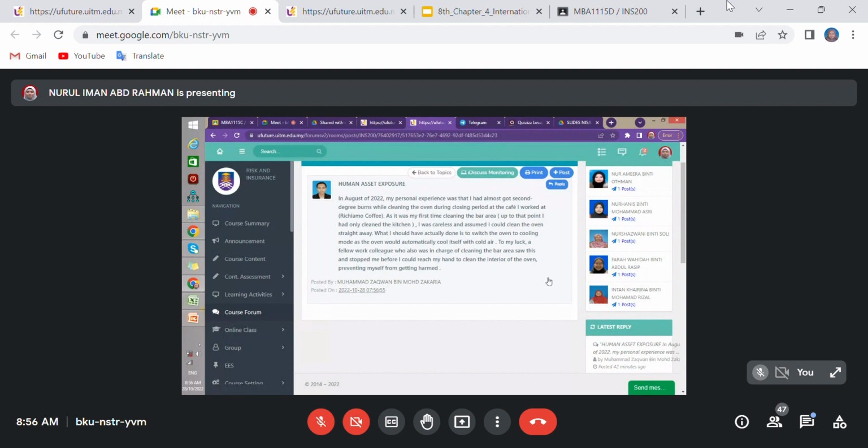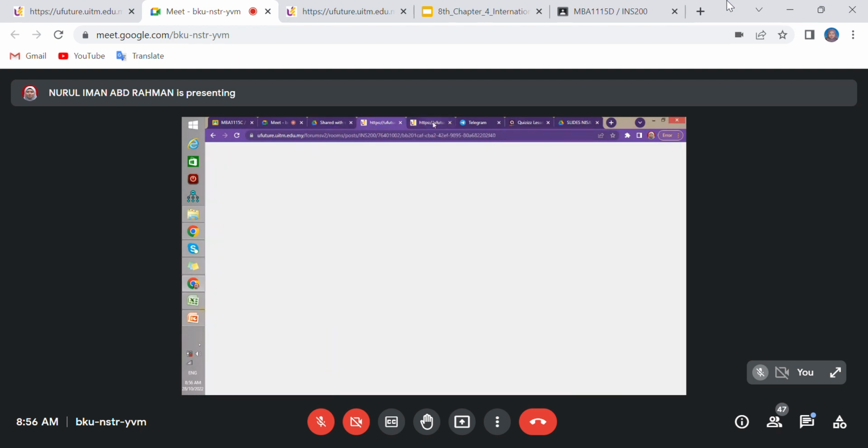Okay, this is the risk he faced. But what type of category? It is human asset exposure. Okay, for my question, I actually asked you to discuss based on the 4. Meaning that I want you to put all four, bukan human asset je. Dan tadi physical asset liability semua tu kena buat juga. Okay, so ni, this is a very good example untuk satu point lah. Cuma kita tinggal lagi 3 point.